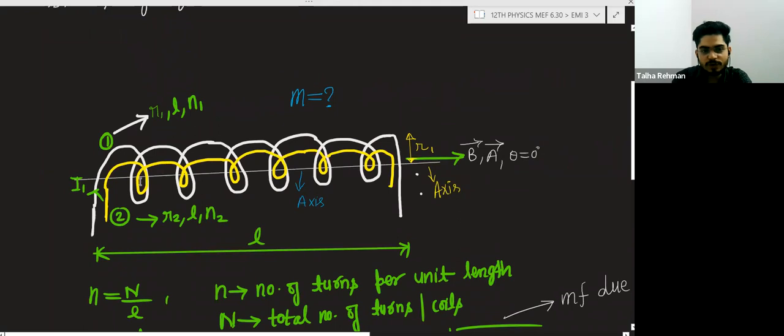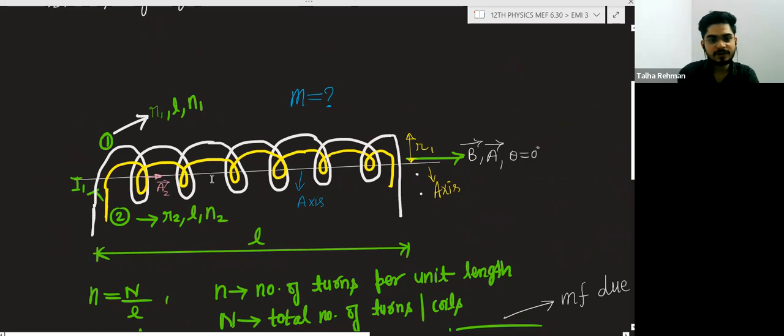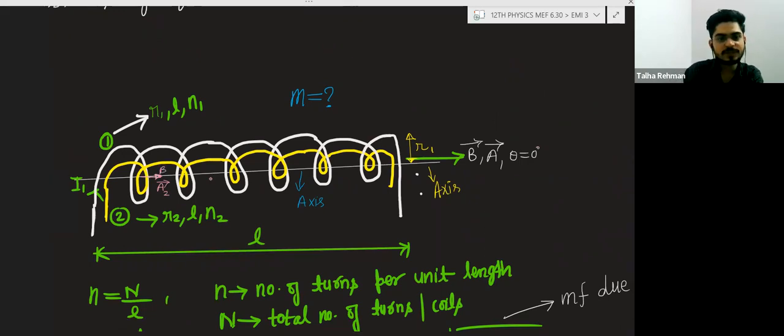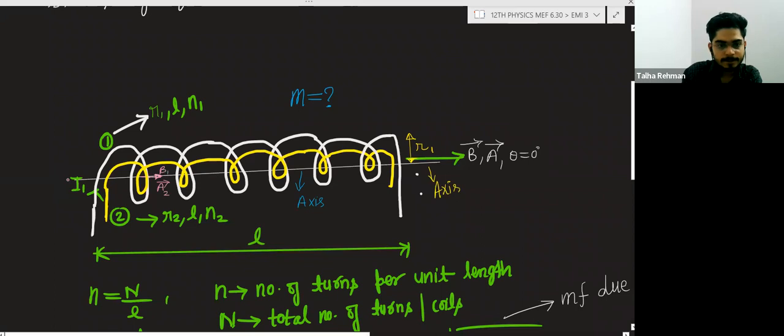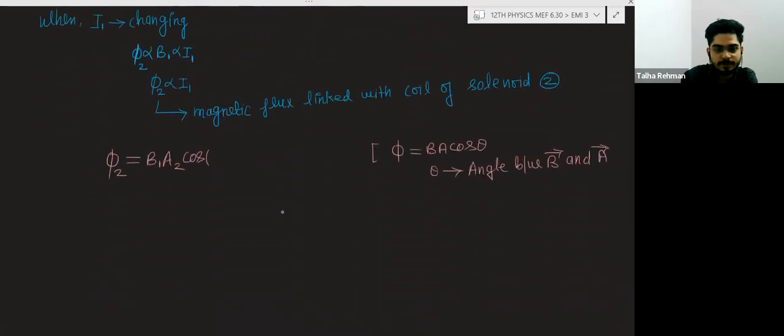This is a circular coil. See this circular coil, this is the circular coil. So the direction of the area vector will be perpendicular here. This will be the direction of the area vector for the coil, and the direction of the magnetic field is also this, due to solenoid 1. So the angle between the magnetic field and area vector is 0 degrees. So here you will put cos 0 degree, and cos 0 degree is 1.